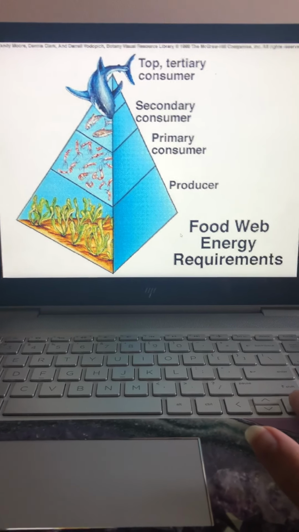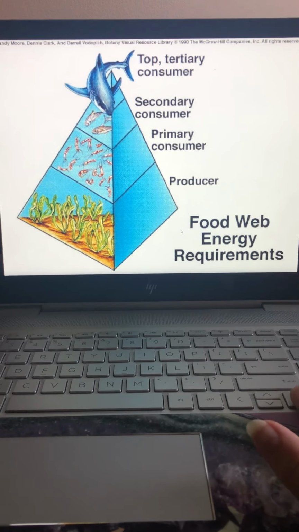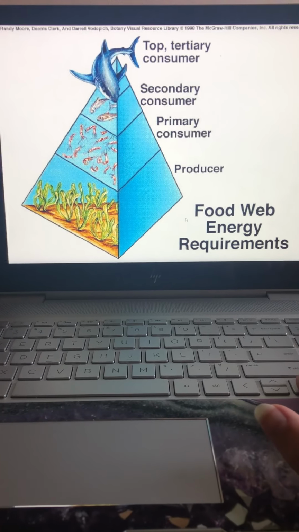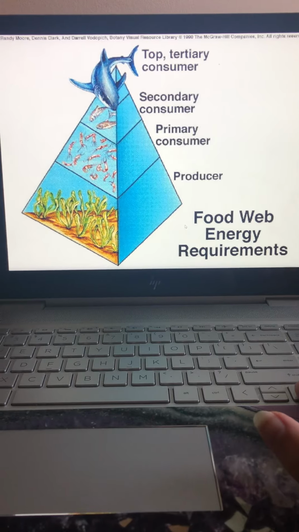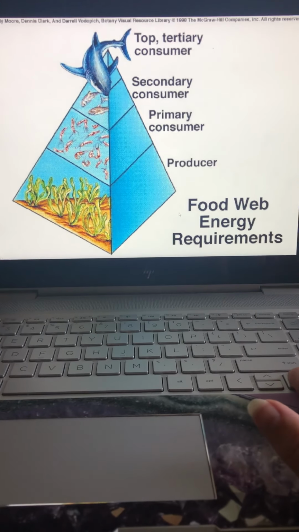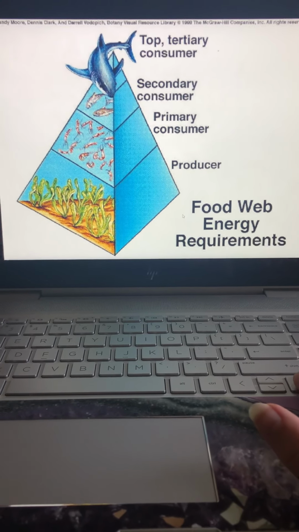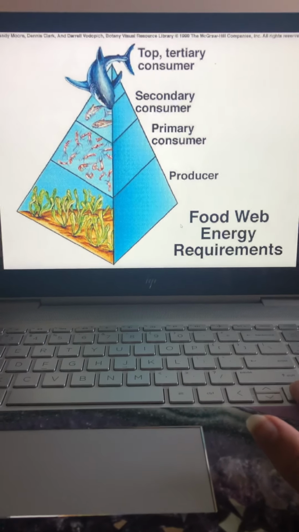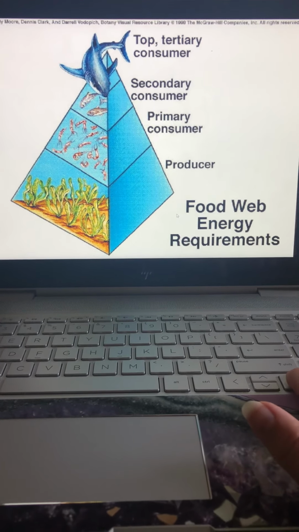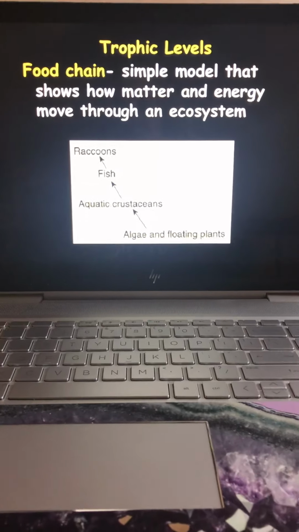This is just another picture of a food web energy pyramid. It almost reminds me of the food pyramid that you might have learned about in health. Producers are always going to start a food chain off, a food web off, or an energy pyramid diagram will always start with the producer, and the last stage will always be a decomposer. It doesn't show it in this one, and some of them don't show it, but we always would end with a decomposer.